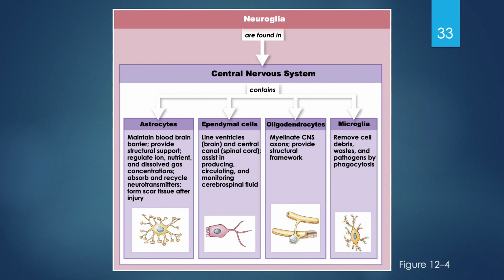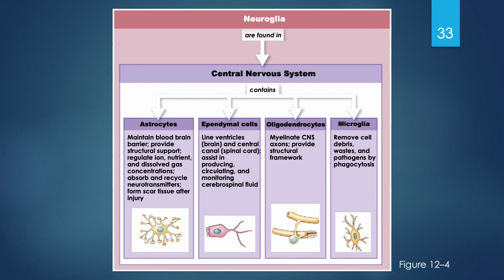The neuroglia that we'll find in the central nervous system are astrocytes, ependymal cells, oligodendrocytes, and microglia. So let's look at astrocytes first. Astrocytes play a role in maintaining the blood-brain barrier, which is a selectively permeable membrane that separates the brain from all of the other contents of our body that could be present, for example, in our bloodstream.